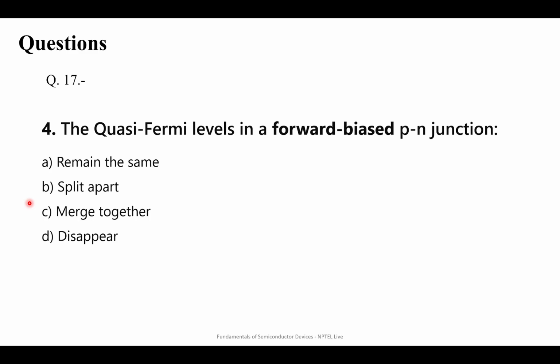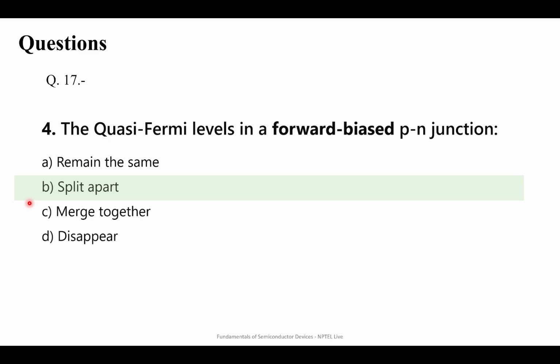So the correct answer would be split apart. In equilibrium, we consider the Fermi levels to be constant. They are joined. The Fermi level for the p side and the n side is joined and is at the same energy level, and your conduction and valence band bend accordingly. Their positions are according to the quasi Fermi levels.